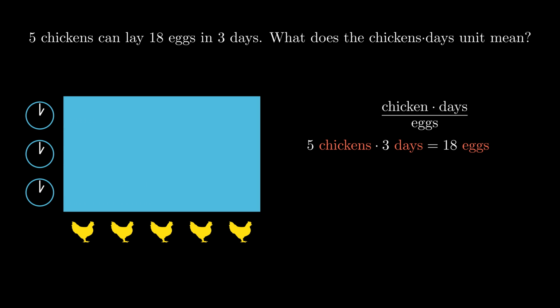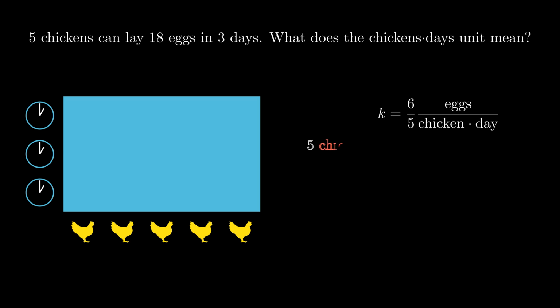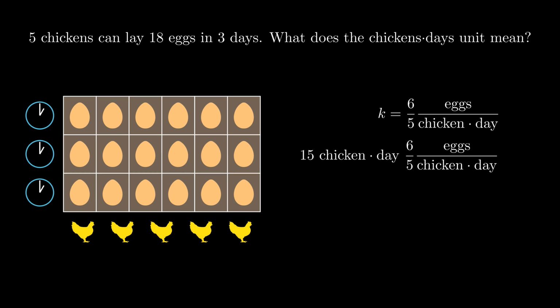We can treat the K we found earlier as our conversion factor from this work to eggs, and now our units finally line up correctly. By understanding how units and conversion factors work, proportion problems can become much easier to set up and solve.